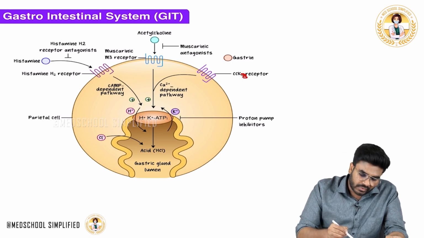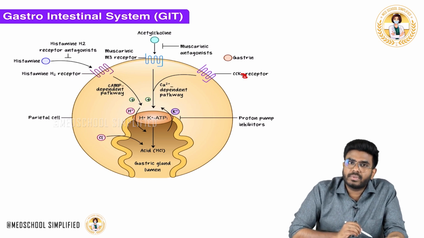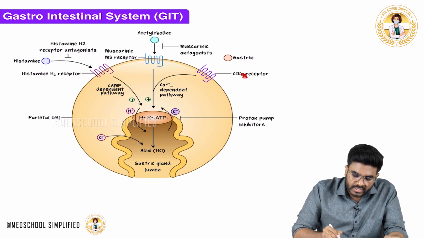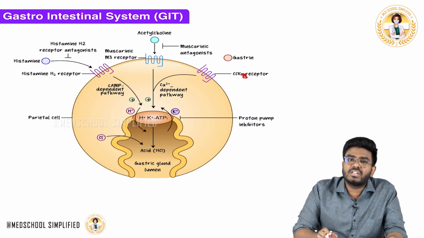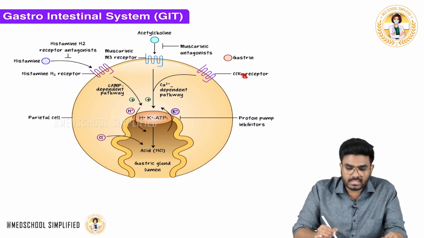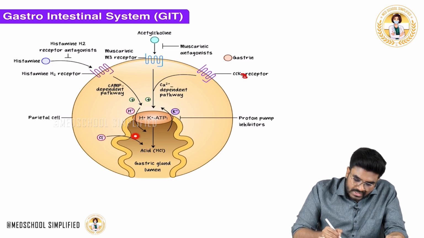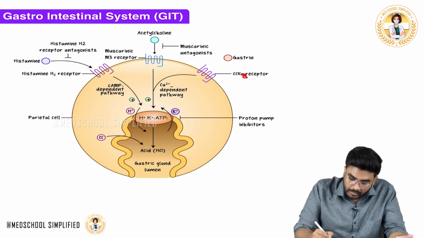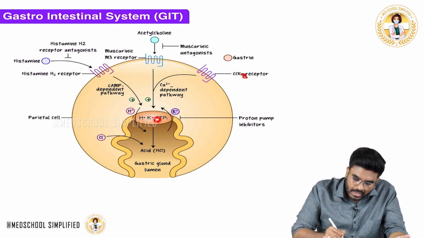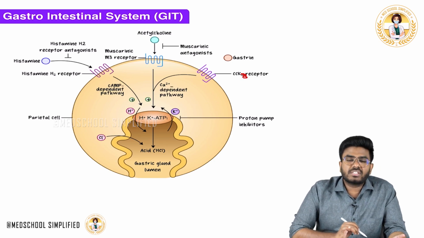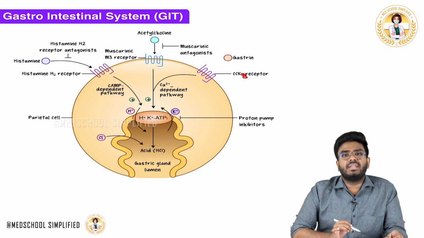How can you decrease the gastric acid production? You know it, sir. If you can block the histamine receptor, or the acetylcholine receptor, or the cholecystokinin receptor, automatically stimulation is going to be decreased. When stimulation decreases, acid release will be decreased. Or you can directly block this pump, the proton potassium ATPase, with proton pump inhibitors. Proton pump inhibitors come and inhibit the proton potassium ATPase, so acid release will be decreased.